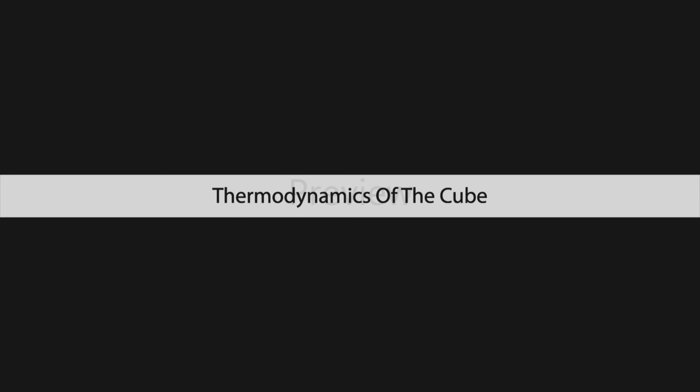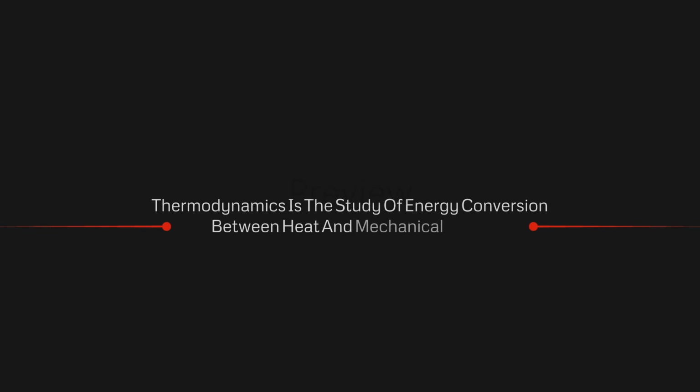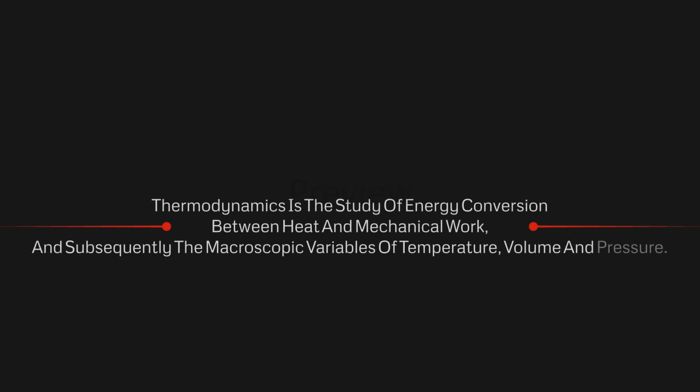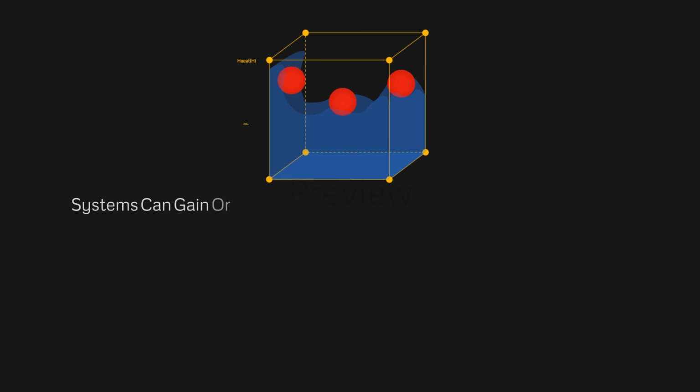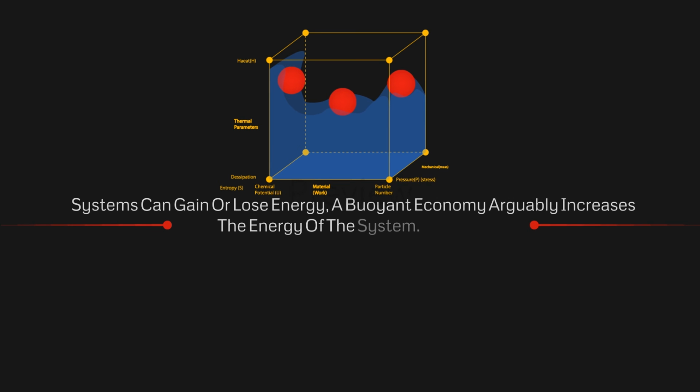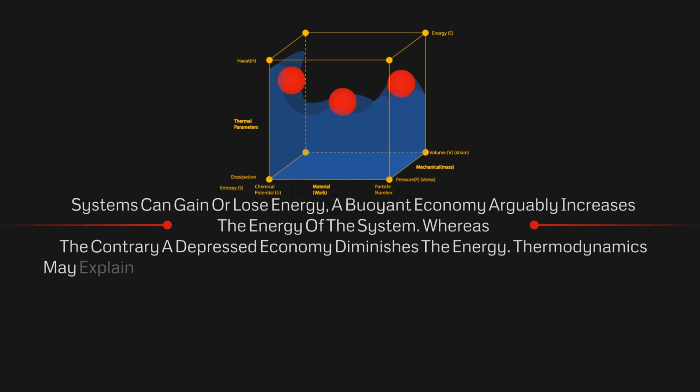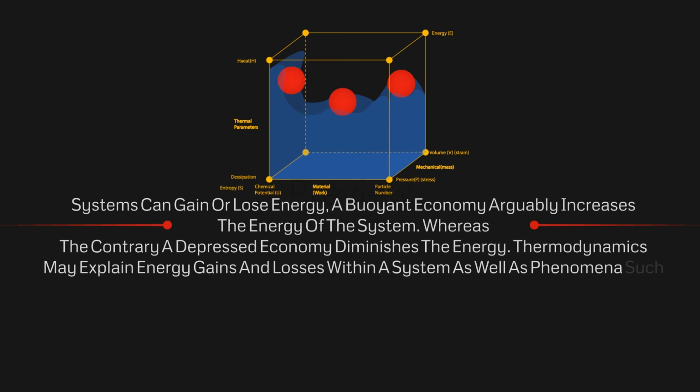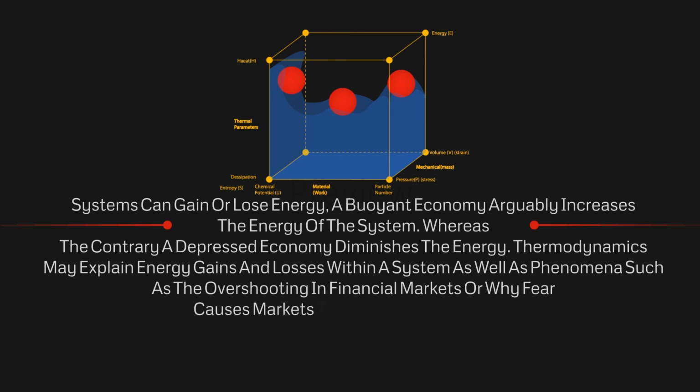Thermodynamics of the cube. Thermodynamics is the study of energy conversion between heat and mechanical work, and subsequently the macroscopic variables of temperature, volume, and pressure. Systems can gain or lose energy. A buoyant economy arguably increases the energy of the system, whereas the contrary, a depressed economy, diminishes the energy. Thermodynamics may explain energy gains and losses within a system, as well as phenomena such as the overshooting in financial markets, or why fear causes markets to react more than greed.